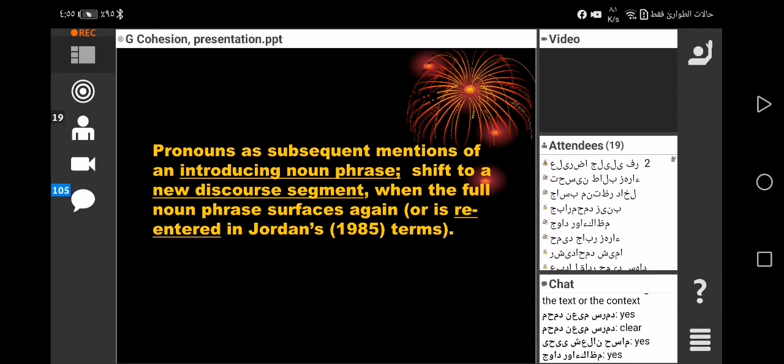So using the referring expression or pronoun or the noun is not in free variation. These decisions are context bound. These decisions are contextual decisions. We decide to use the noun or the pronoun that refers to the noun on the basis of the context in which they are used. So these decisions are discourse based.